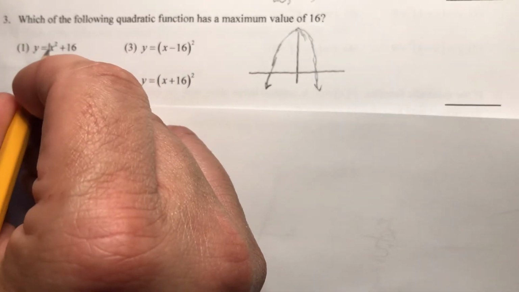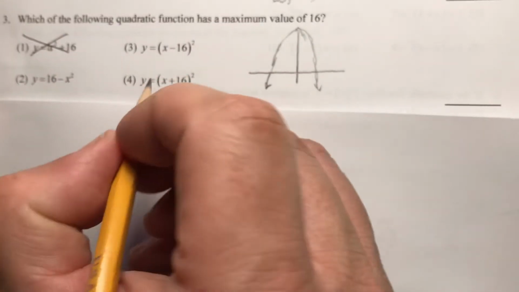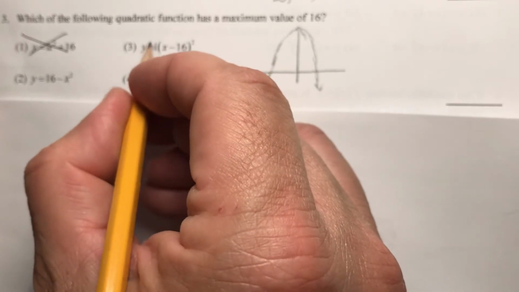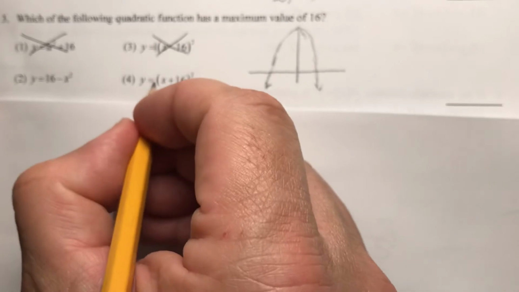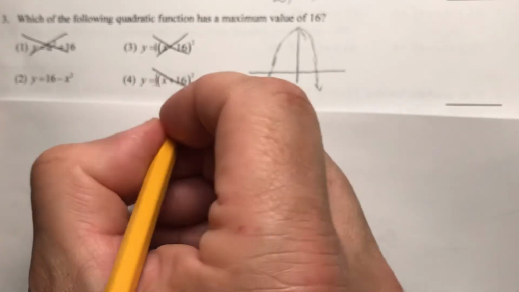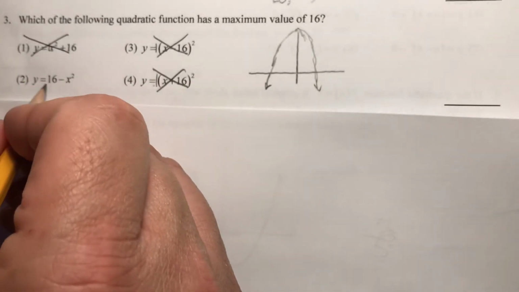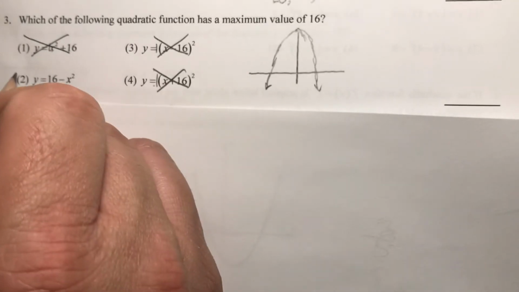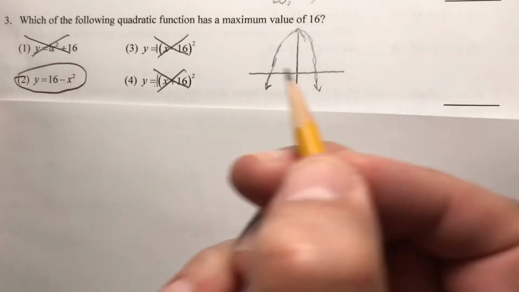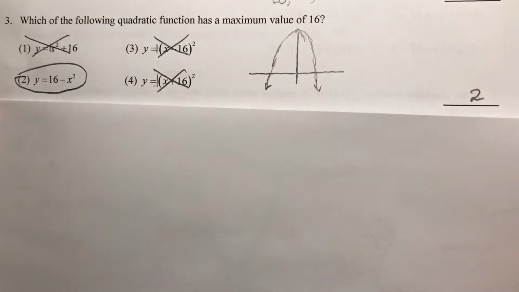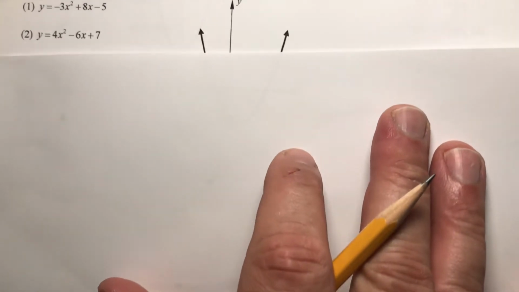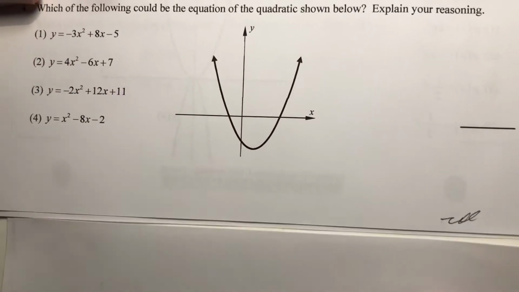Remember, a value is in front of x squared. This positive one opens up. This one here, the a value is still out in front here. Positive 1 opens up. Positive a value opens up. This one, even though it's jumbled and a little out of order, the negative is still in front of the x squared. This does open down. And we're going with choice 2. And we are done there. Last question on the page.